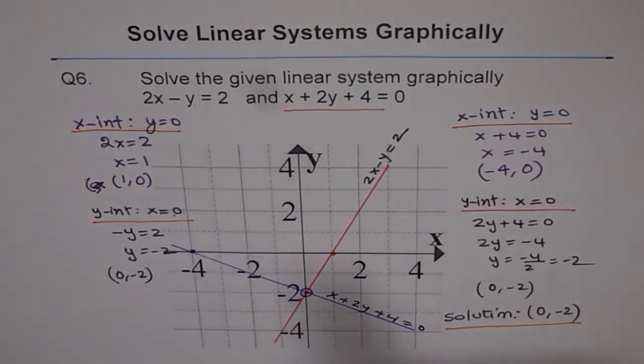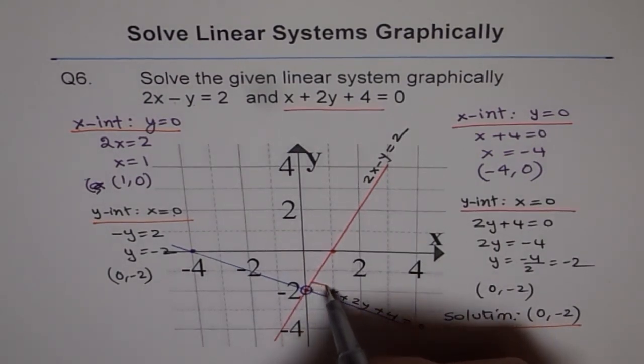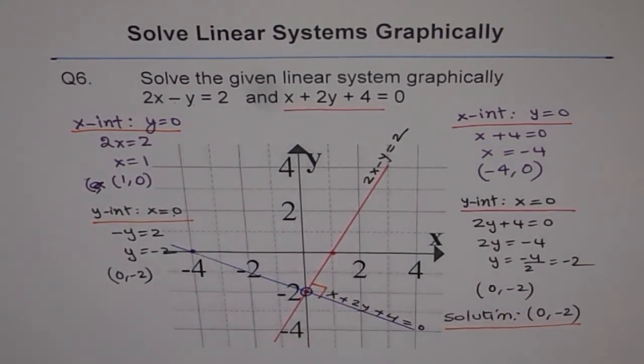I think you should also notice one thing, and that is that these lines actually intersect at right angles. Can you show that algebraically? Let this be your exercise. Do they intersect at right angles? Figure it out, okay? Thank you.